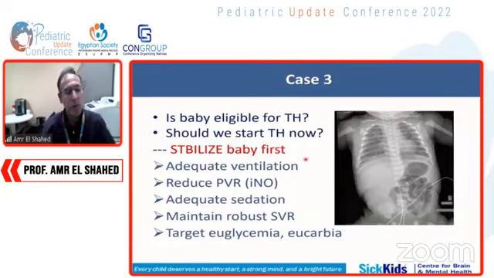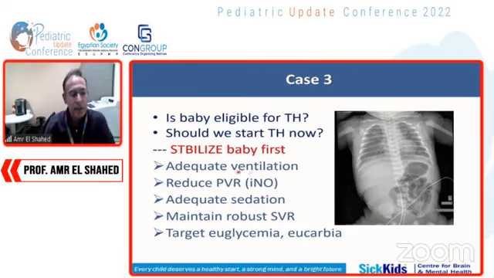But if you ask me, would you start therapeutic hypothermia now? Would you start turning the warmer off? I would say no, because the patient is not stable enough to start therapeutic hypothermia. So first, adequately ventilate this infant. You have to minimize the handling and adequately sedate this infant because you now have an element of PPHN. You have to reduce the pulmonary vascular resistance and try to get over the pulmonary hypertension component by using nitric oxide, if you have nitric oxide available.